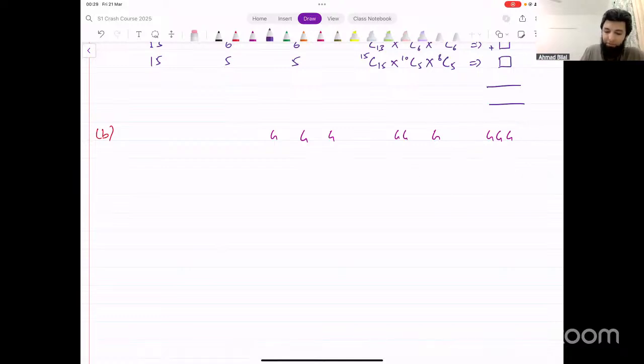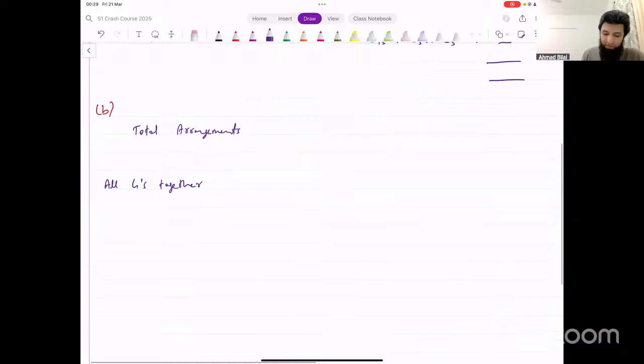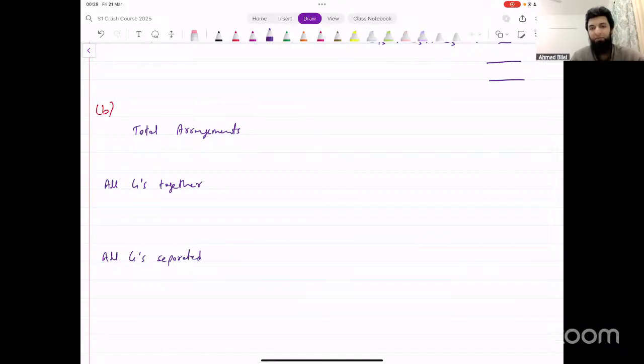So what you do is you can say find the total arrangements, subtract from that the case when you have all G's together, and subtract from this the case when you have all G's separated. Subtract these two cases, and that would leave you with that one case where two G's are together and the third G is not together. The third G is separated.